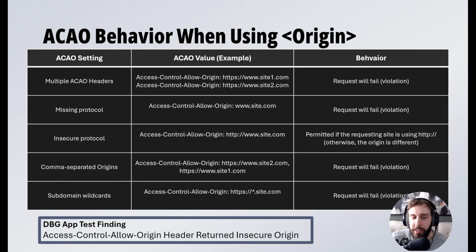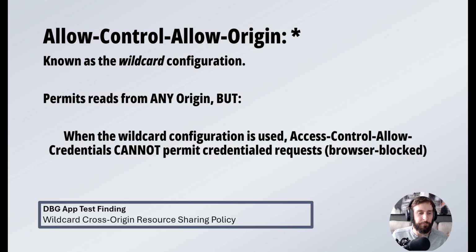Row number 4, comma-separated origins. Again, you can only specify a single origin, so this is not a header that accepts comma-separated values. That's a violation. The request will fail. And finally, wildcards embedded within the origin that you specify. This is also not supported by CORS, so this will also fail. And down at the bottom, I've noted a Digital Boundary Group finding that we have for security tests: Access-Control-Allow-Origin header returned insecure origin. So this is the case where it does return HTTP://. It's usually an inconsequential finding, but nevertheless, under very special circumstances, it's something that could be insecure and lead to exploitation.